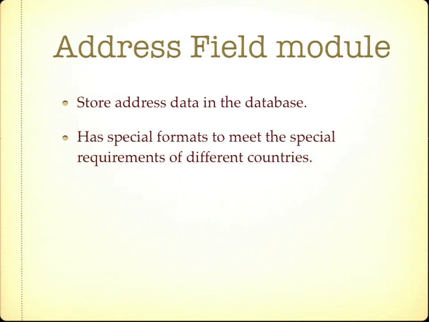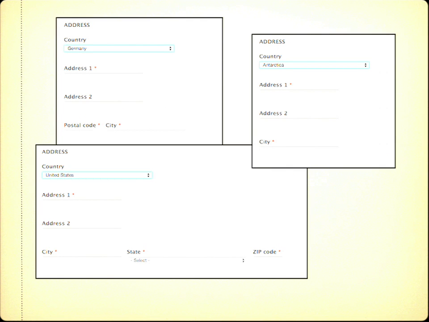So we start with the address field module. How many people have used the address field module? A lot of people. It has uses beyond mapping. One of the core benefits of the address field module is it provides custom fields for all sorts of different countries. So I've got Germany, the U.S., and Antarctica here. So exactly, if you want to put locations in Antarctica on the map, you have the exact right fields to do it.